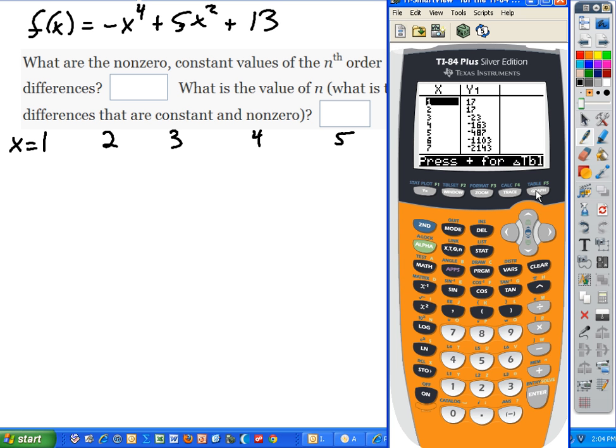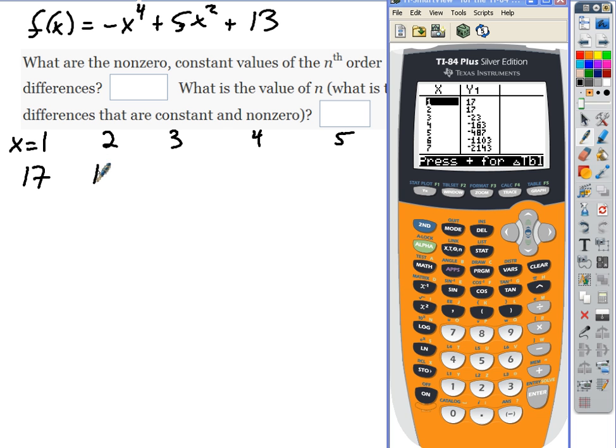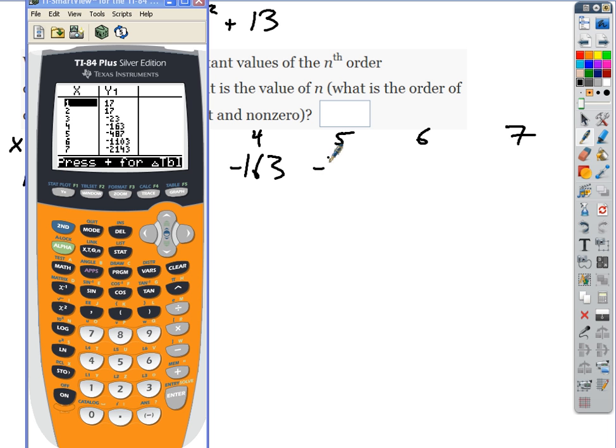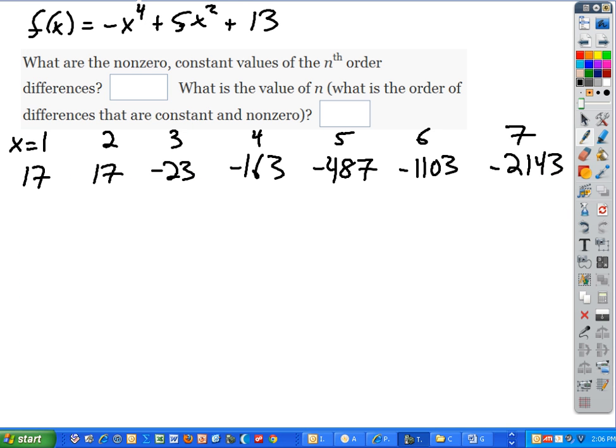It calculated all of them for me, right? So for x equals 1, I got 17. For 2, I got 17. For 3, I got negative 23. For 4, negative 163. For 5, I got negative 487. Negative 1103 and negative 2143. Okay? And now all I've got to do is just make my difference tree.